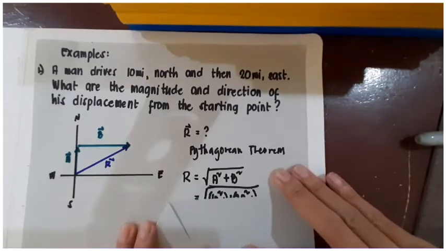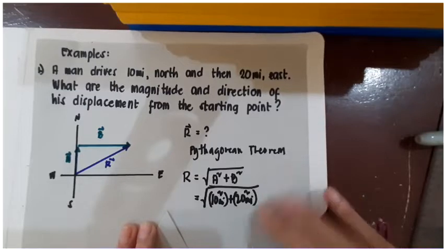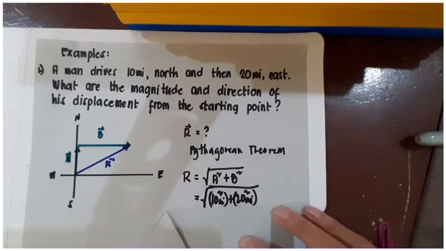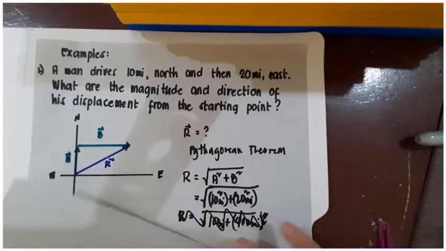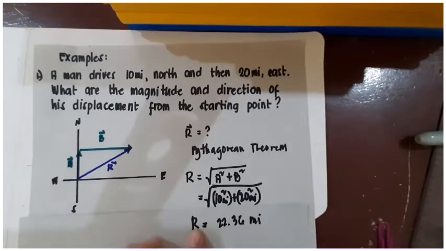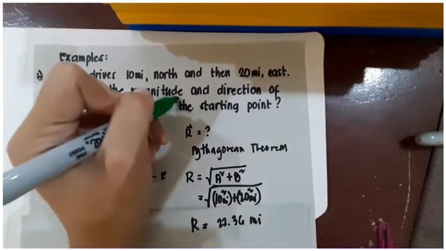Okay, now you plug in the values, that's 10 miles squared plus 20 miles squared. Then you add the squares of the two and you solve for the square root. You will get R is equal to 22.36 miles. Okay, so you now have the magnitude. Now we will look for the direction. So we already solved for the magnitude.